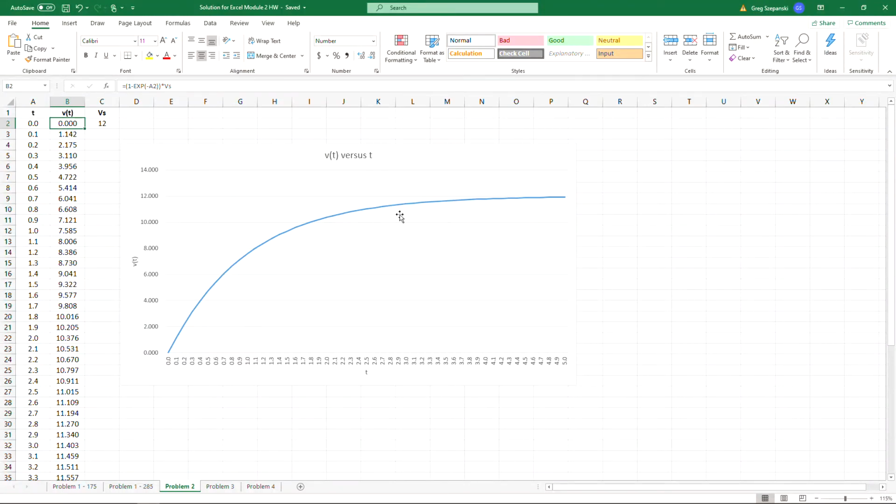So I've created my plot. I called this T on the x-axis. I put VT on the y-axis and just called this VT versus T. So there you go. There is homework problem number 2 from Excel module number 2.